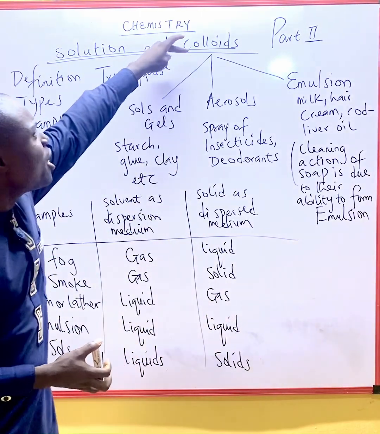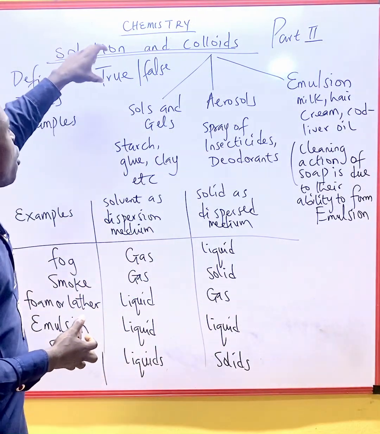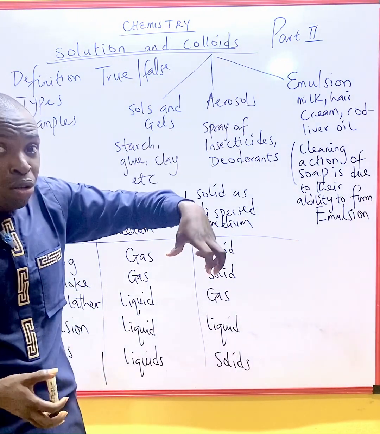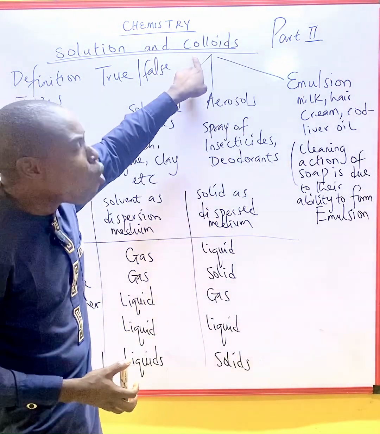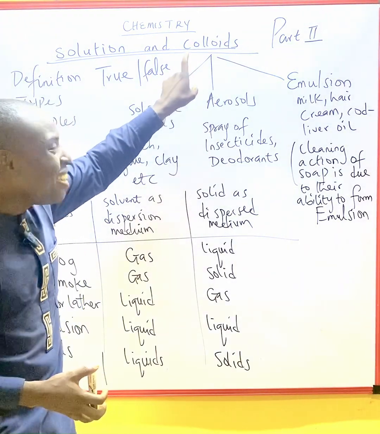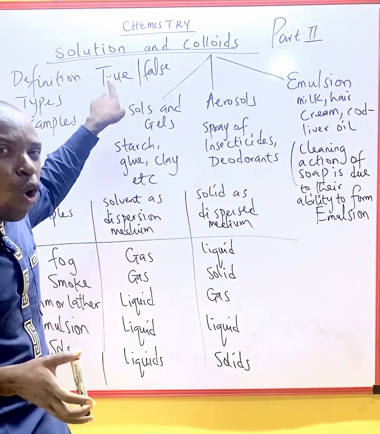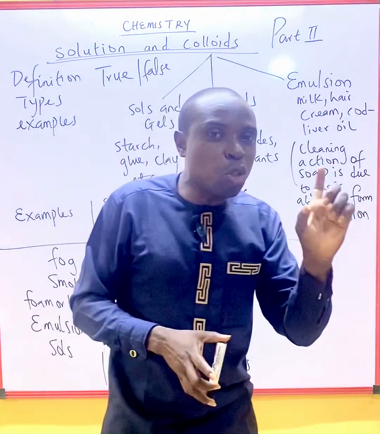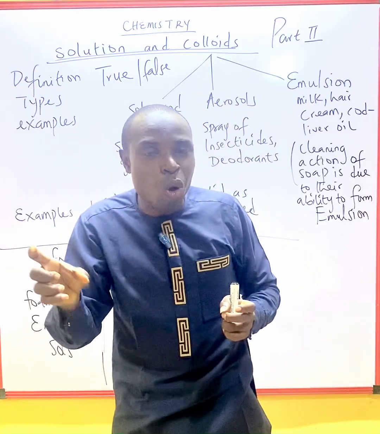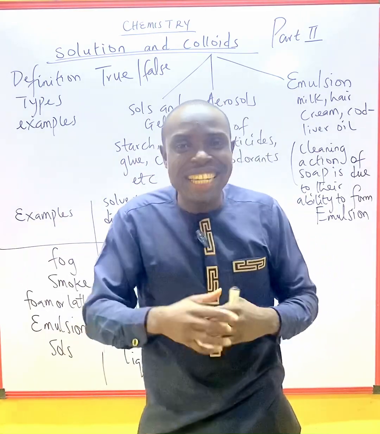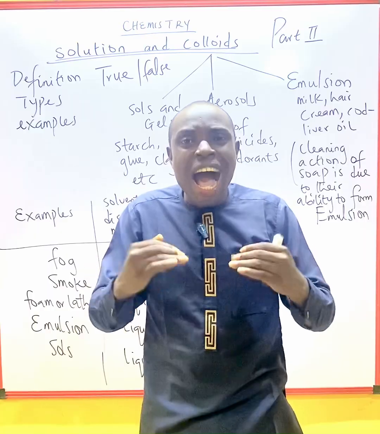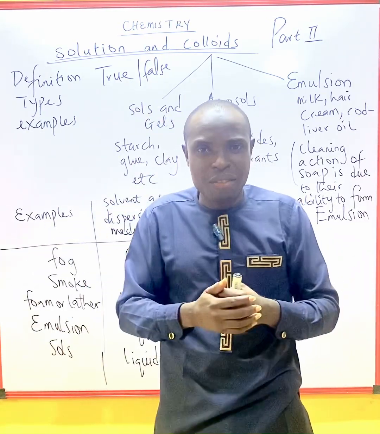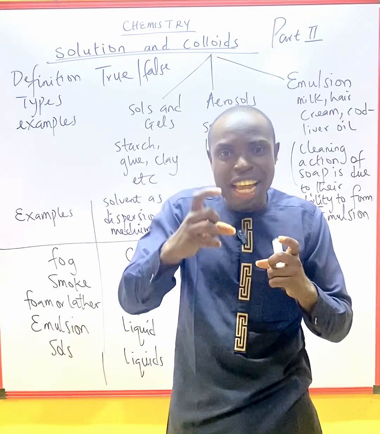Now, what then is a colloid? Listen, in a true solution and a colloid, the particles are actually small, but the particles of a colloid are larger than the particles of a true solution, even though both the true solution and the false solution cannot be seen with the naked eyes. Now, how then can they be differentiated from each other? And that is where the science comes in.